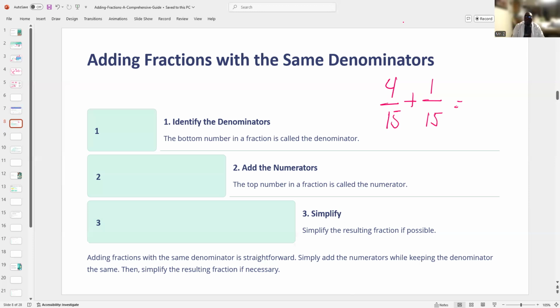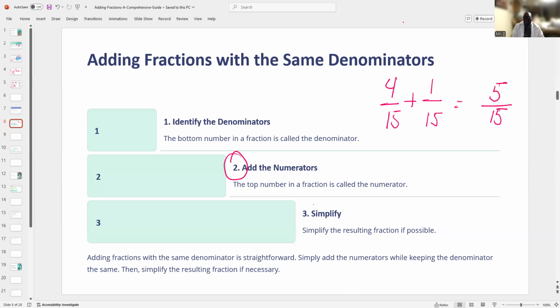The only thing we're going to do is add the numerator, and we will keep the denominator the same. You're not going to add the denominators. You're just going to add the top one. Why? Because they have the same denominator. So we're going to keep this the same. You're going to add only the top. 4 plus 1 gives you 5.